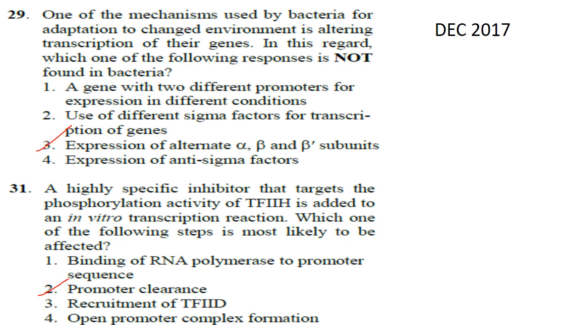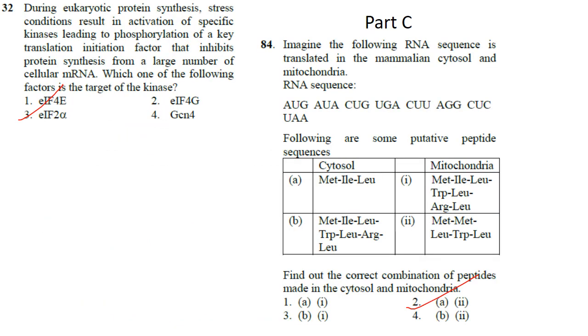Now TFIIH, if it phosphorylates the CTD of RNA polymerase II, results in conformational change in the overall complex, releasing TFIIE and TFIIH, thus resulting in promoter clearance. So now the inhibitor targets the phosphorylation activity of TFIIH. So the step that is most likely to be affected will be promoter clearance. Answer is option 2. Then next one.